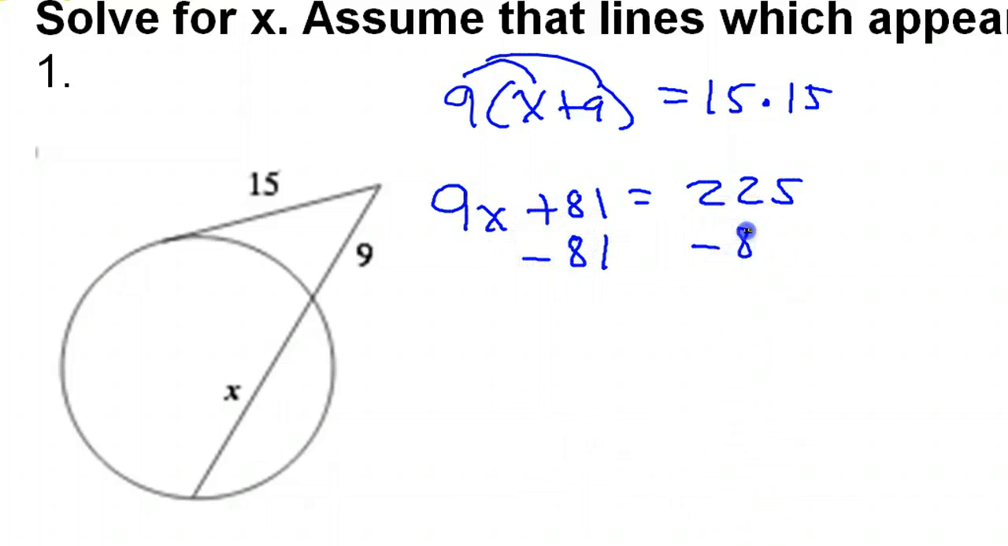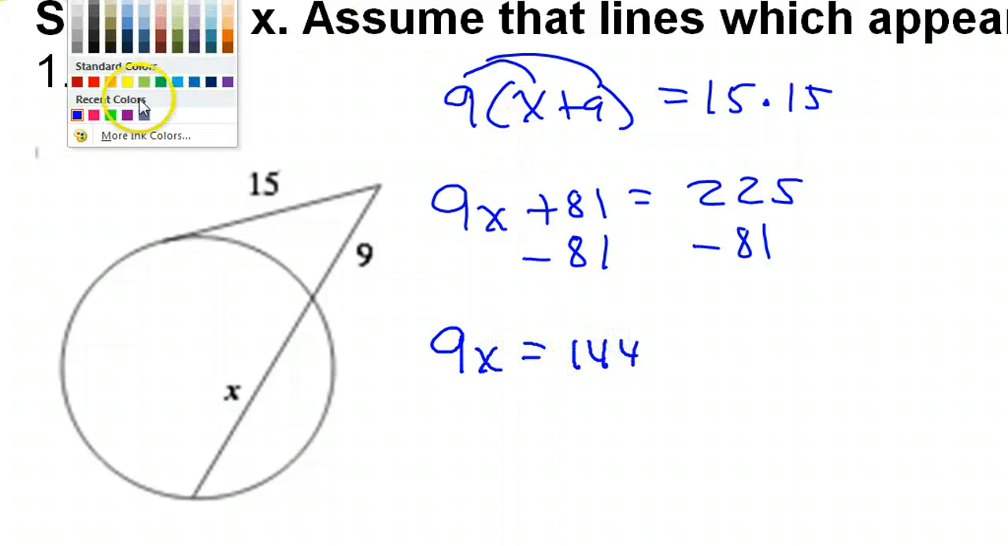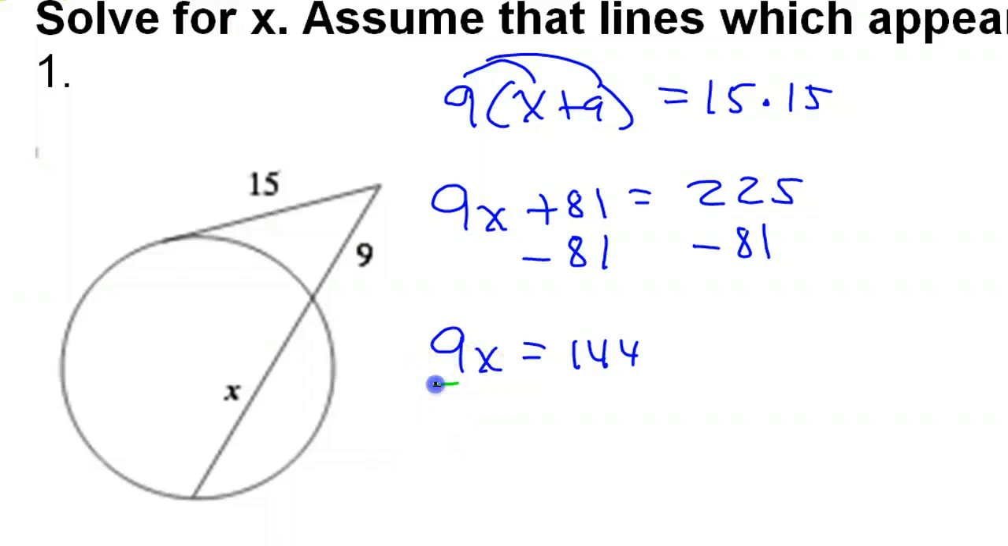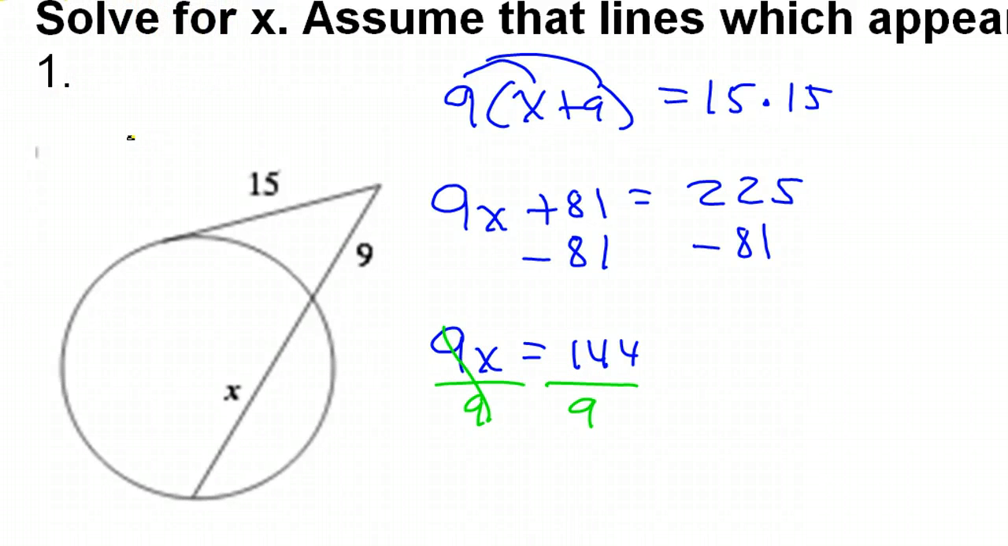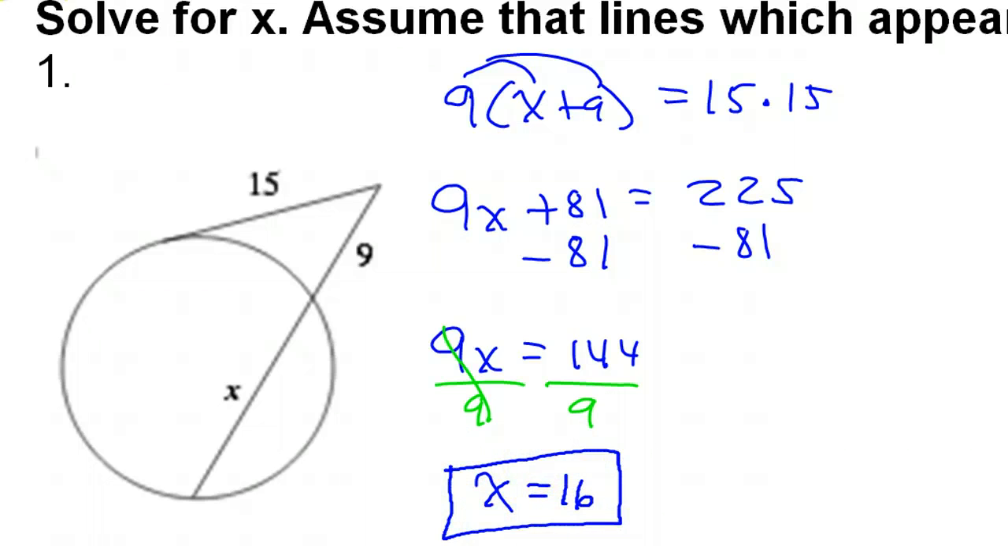Subtracting 81 from both sides gives me 9x is equal to 144. Then I need to divide both sides by 9. Let's see, 144 divided by 9, and that is 16. So x is equal to 16. So that is the answer for number 1.